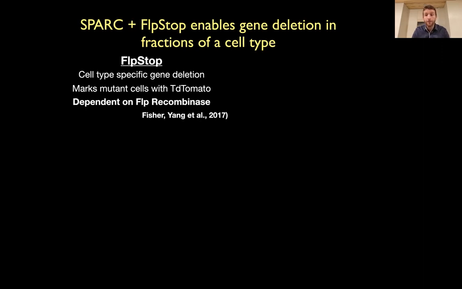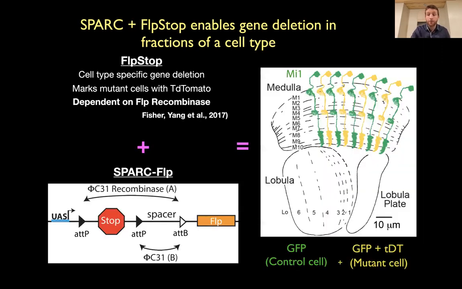And so therefore, if we express flip recombinase with SPARC in a subfraction of cells, we will mutate a gene in that specific fraction of cells. So here, if I label the whole population on the right with GFP and delete a gene, whatever gene we want, in 50% of those cells, they'll be yellow because they also express the fluorophore TD tomato.